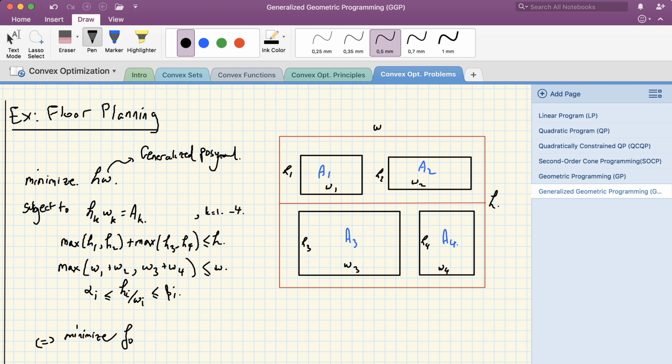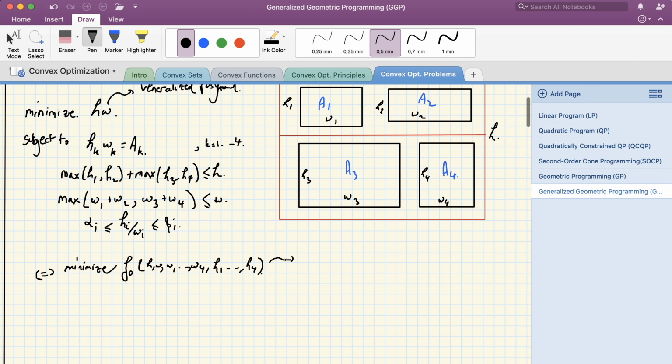So minimize F0 of my variables. What are my variables? H, W, W1 through W4, and H1 through H4. This is equal to HW, as we saw, the cost. Subject to, we're going to divide on both sides by Ak. We get Ak minus 1, Hk, Wk is equal to 1. That being said, this guy is a monomial, so no problem here.